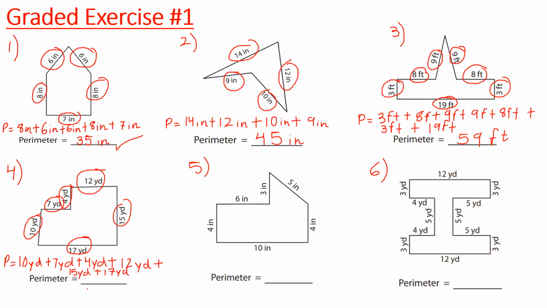I get 53. I get 65. The answer is 65. 65 what? Yards. 65 yards. Good. How many persons got that? I did. Anyone else? Very good. 65 yards. Okay.